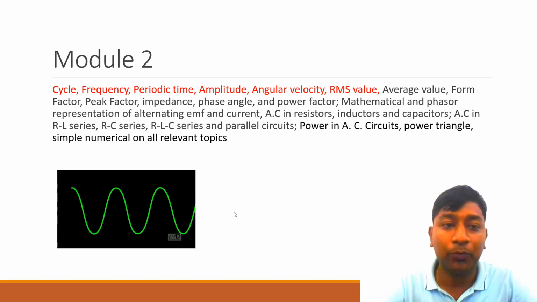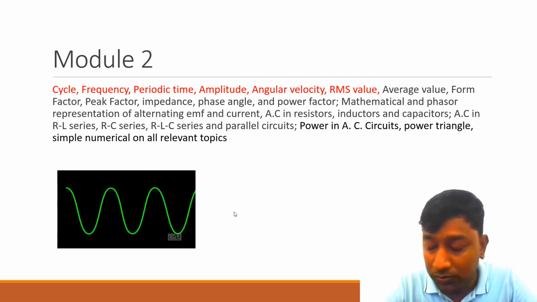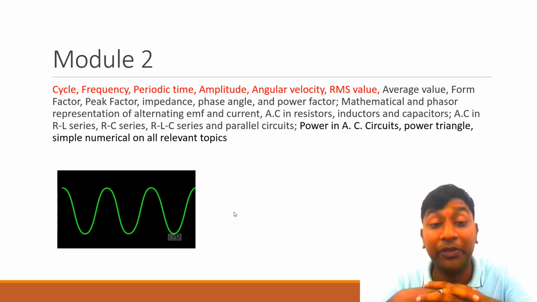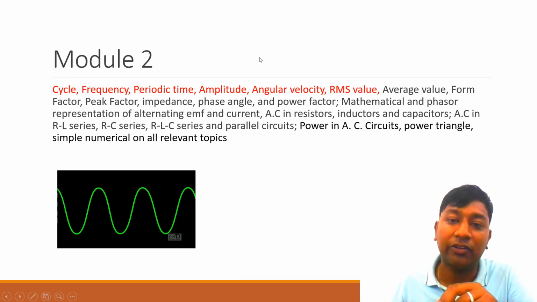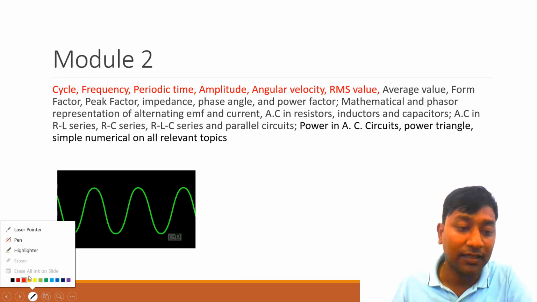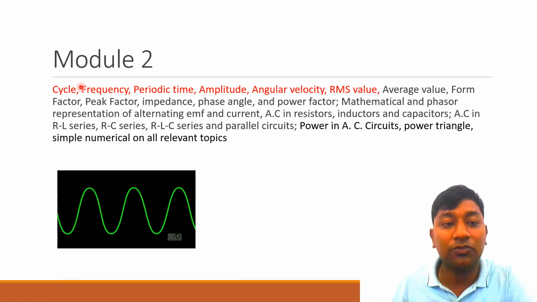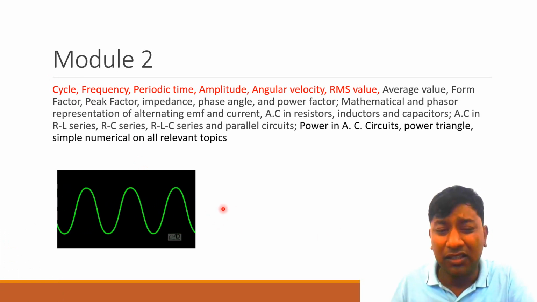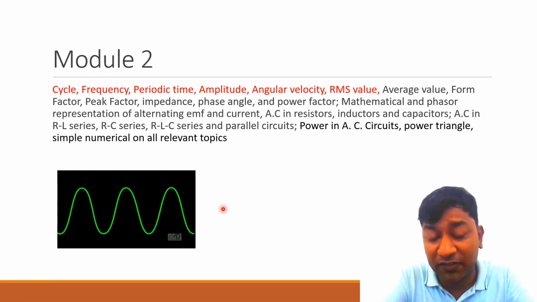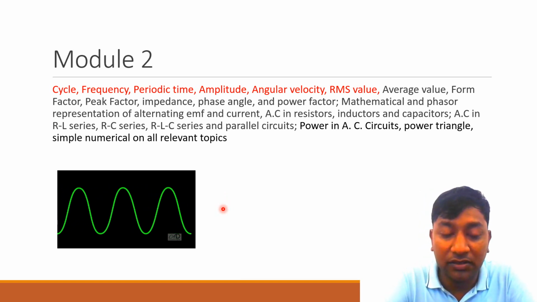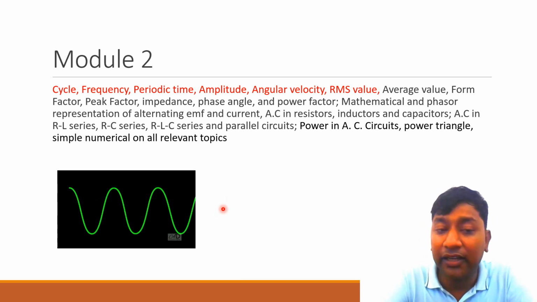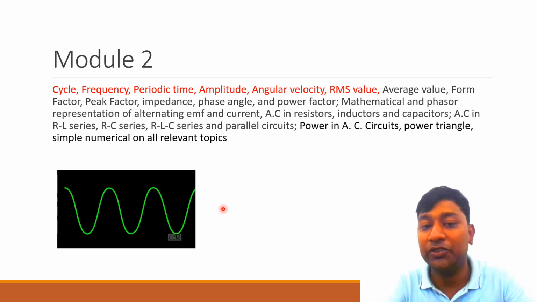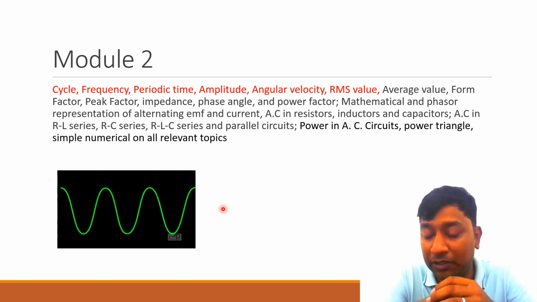Today we'll discuss one of the important topics in our module 2, that is cycle, frequency, periodic time, amplitude and RMS value. We will not discuss angular velocity in this lecture, but in the next lecture we'll discuss it. First we'll see the different types of currents or different types of voltage we have observed in our circuit. Then we will come to cycle, frequency, periodic time, amplitude and RMS value also.